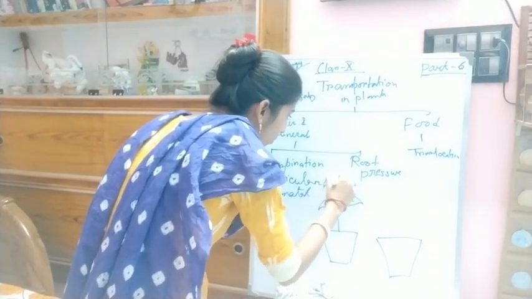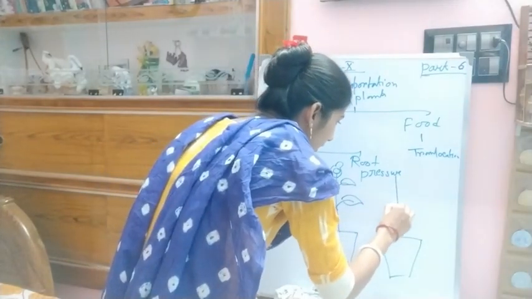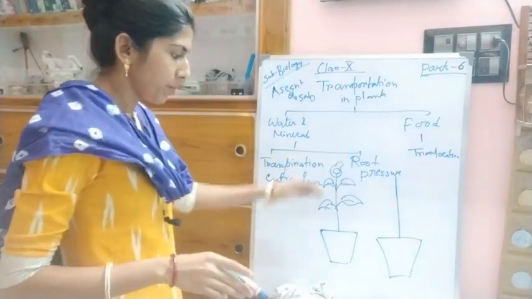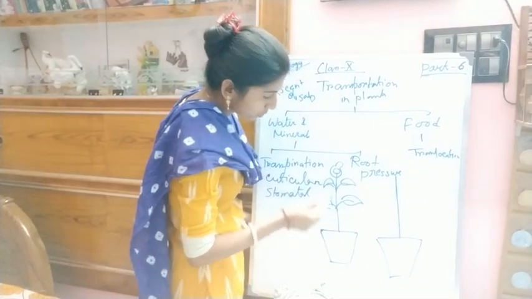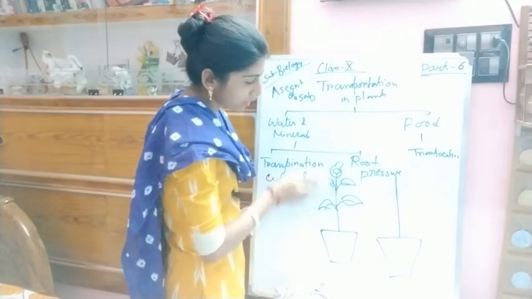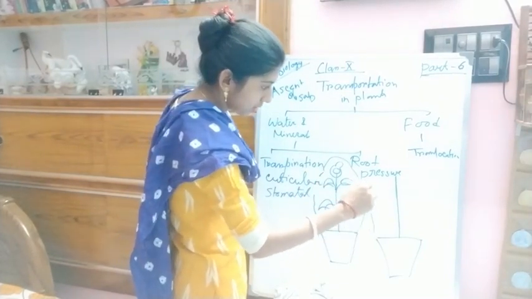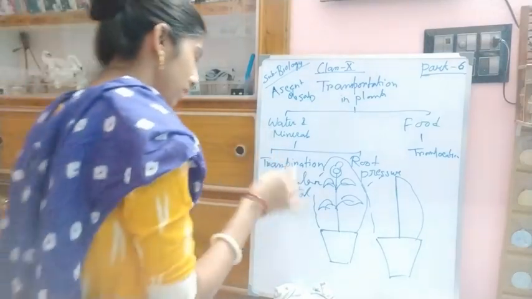That means a pot with a plant, and in another pot just put a stick of the same length as that plant. Okay. So first, what do we have to do? We have to take two pots, one pot with a plant and another pot with a stick of the same length as that plant. Then you need to cover it with plastic and make it airtight.